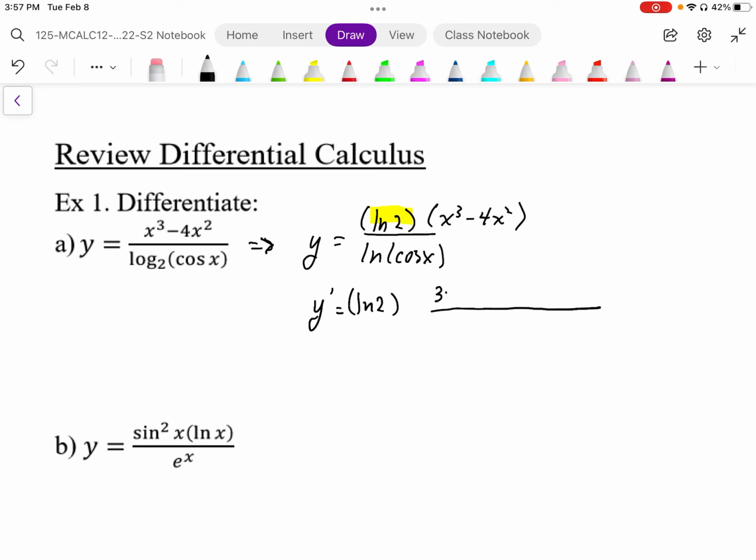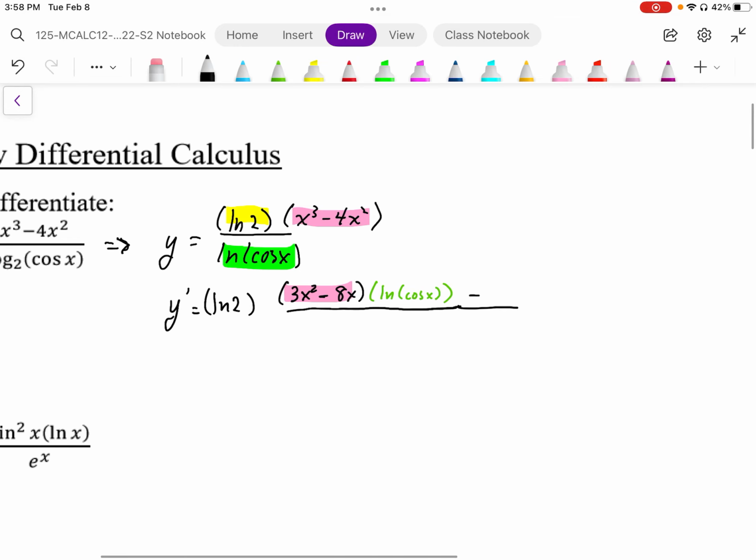So I end up with 3x squared minus 8x. Okay, so I multiply that, and then maybe I'll color code this here. I'm going to multiply that by the derivative of the denominator. So this ends up being 1 over cosine, oops, I don't differentiate the denominator here. I'm going to multiply that by the denominator. So log cosine x, and then minus, so this is my quotient rule.